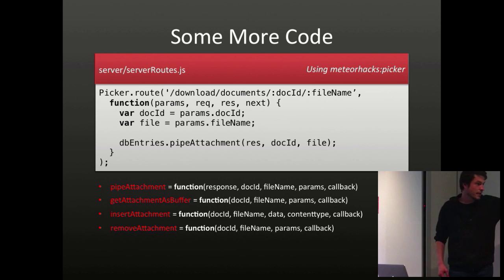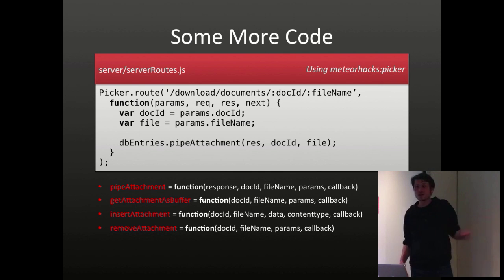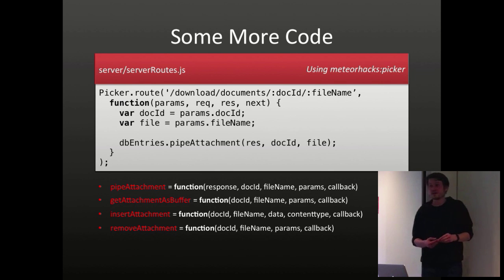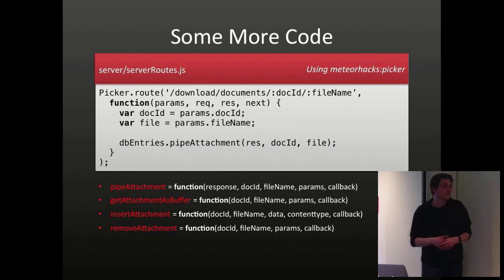Additionally, we have functions like get attachments as buffer, insert attachment and remove attachment. Now, these functions are only accessible on the server side. So that is one restriction, and I'm thinking I probably need to document it properly so people actually know how to use attachments correctly.